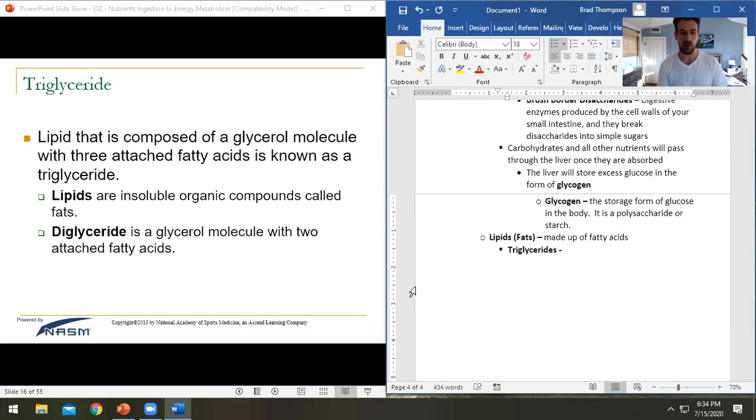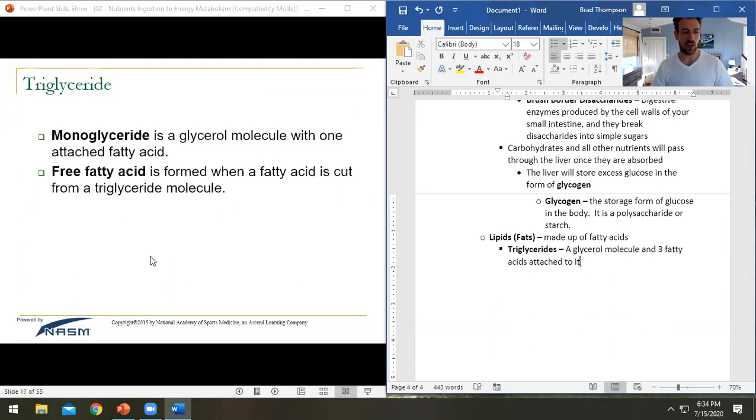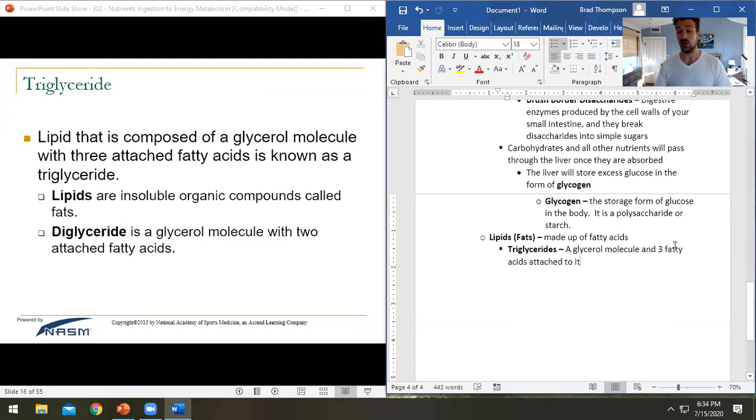Which are a glycerol molecule and 3 fatty acids attached to it. So that's what a triglyceride is. Then you're also going to have a diglyceride, which is more commonly referred to as a phospholipid. It is a glycerol molecule and 2 fatty acids attached to it.